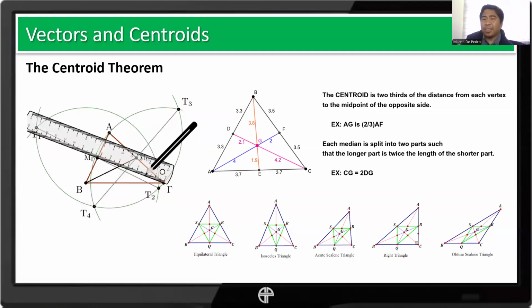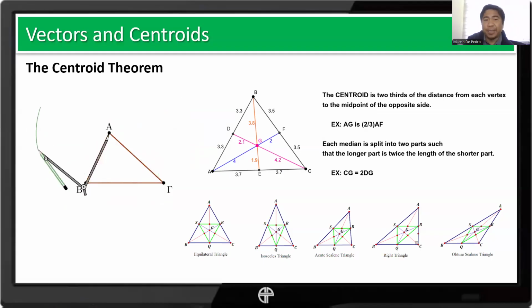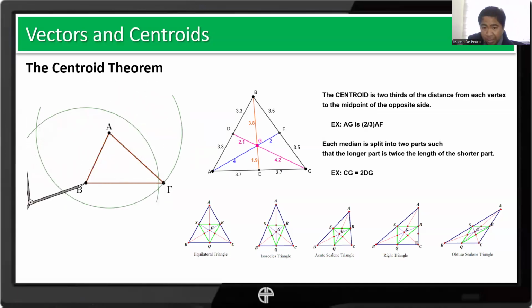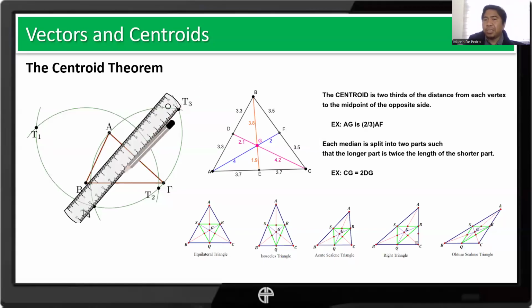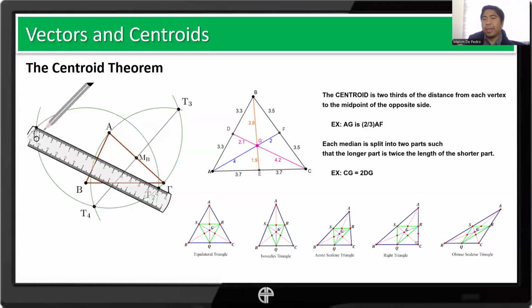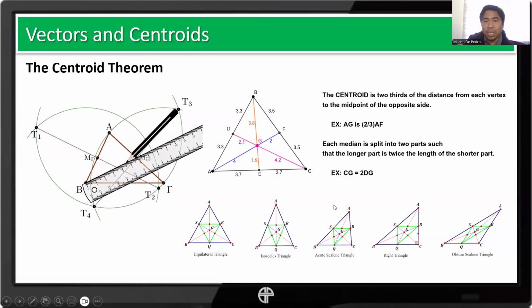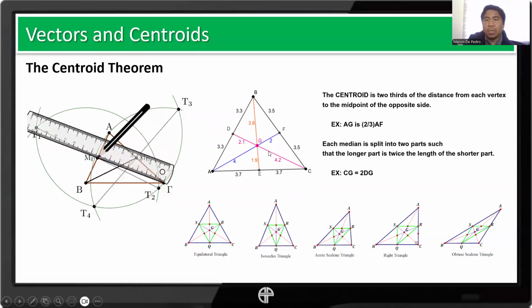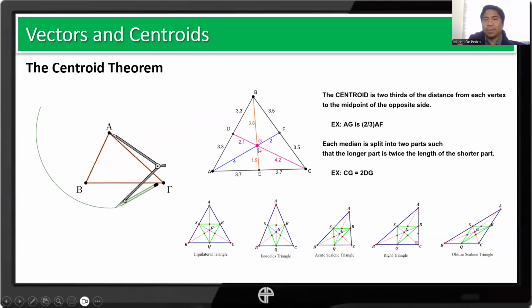Take note that this is applicable also to other types of triangles. It doesn't have to be equilateral in all cases. It also applies in isosceles, scalene, or even obtuse triangles. Take note that each median is split into two parts such that the longer part is twice the length of the shorter part. So, for example, CG is twice DG, because it is two-thirds of the entire median.